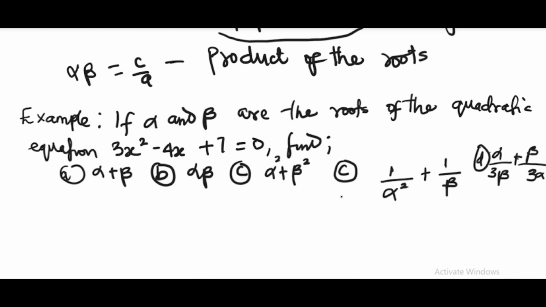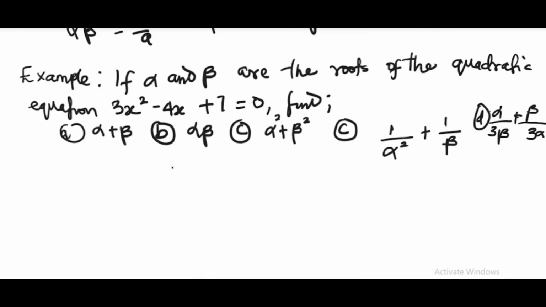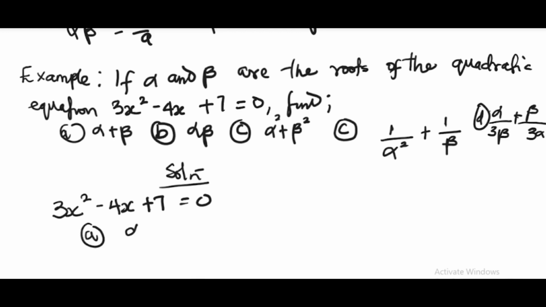Now look at this example. Alpha and beta are the roots of the quadratic equation. We are to find alpha plus beta, that's the sum. Find alpha beta, which is the product. Then we have alpha squared plus beta squared and so on. So let's roll. What is the first thing to do? The first thing to do is to write down your equation, which is 3x squared minus 4x plus 7 is equal to 0.